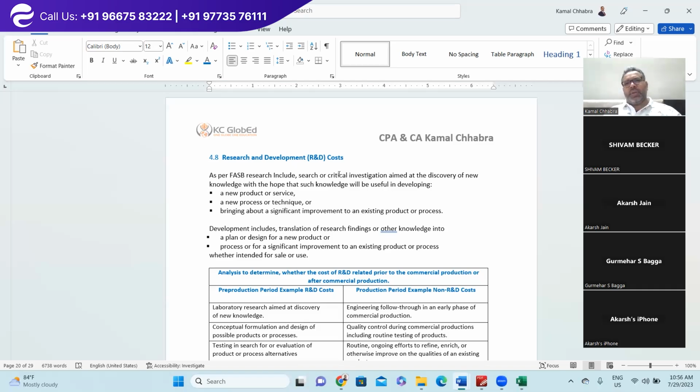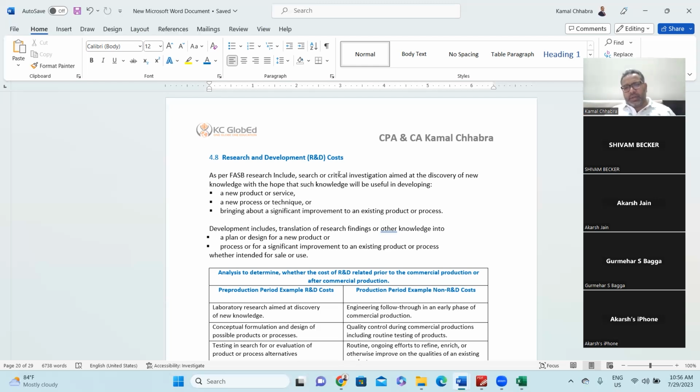Second thing, for example, this pharmaceutical company, if you are doing permutation and combination of chemical and coming up with the formula, right, that will go into the intangible. If you are developing any software, let's say, in layman language, any antivirus, right, so that will go into the intangible. So it can be both, depending on scenario to scenario.